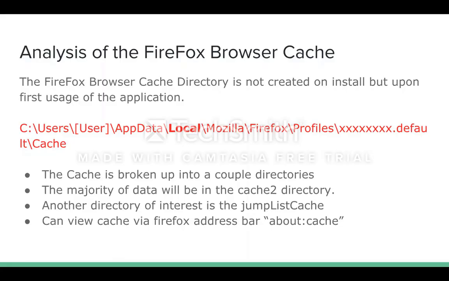The first data store that we'll be analyzing is the Firefox browser cache. The Firefox cache directory is not created on install, but upon the first usage of the application. It adds this Mozilla Firefox profiles default cache location here, which contains a couple of directories. Cache2 and jump list cache are two folders in the cache directory for Mozilla Firefox. And we can also view the cache by using Firefox and typing about:cache in the URL bar.